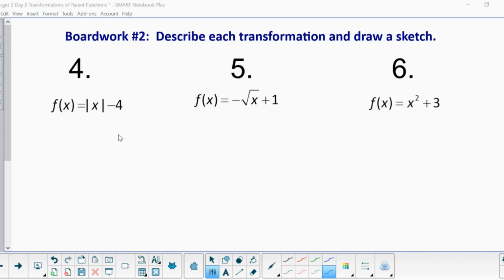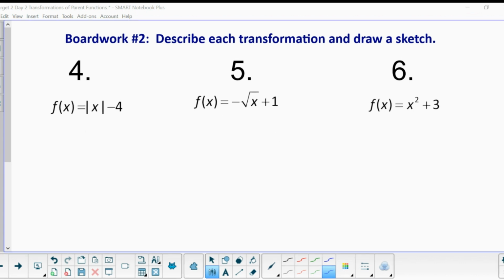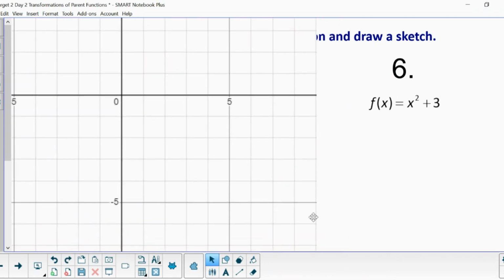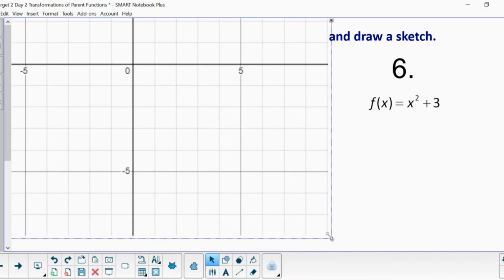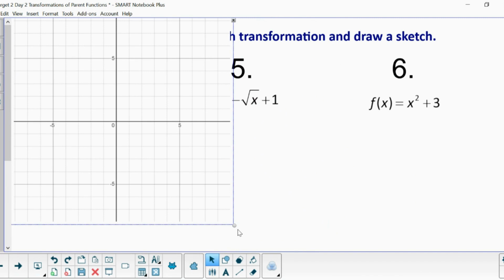Okay, I'm not super happy with this grid, so I think I'm going to make Desmos grab me one. So while you're looking at these, let me just cut one here. Let's see if I can make this work. Okay, so this first one is the absolute value of x function, but it is shifted down 4. I think this will be easier.